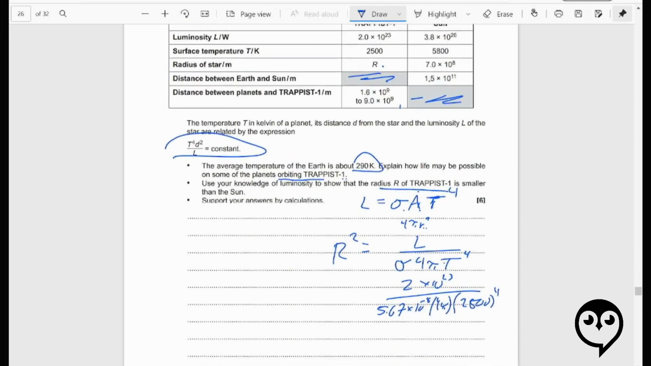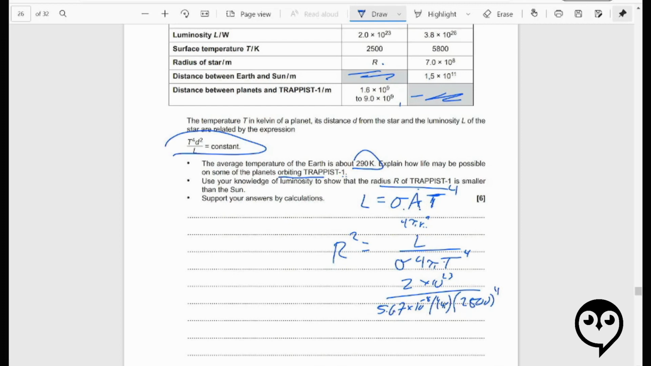Okay, so I've got 2 times 10 to the 23 divided by Stefan's constant divided by, this is very sloppily written, 4 pi, and then I've got 2,500 to the power of 4. I get 7.186 times 10 to the 15 for r squared. So that means r is going to be 8.4, let's say 8.5 times 10 to the 7 meters.